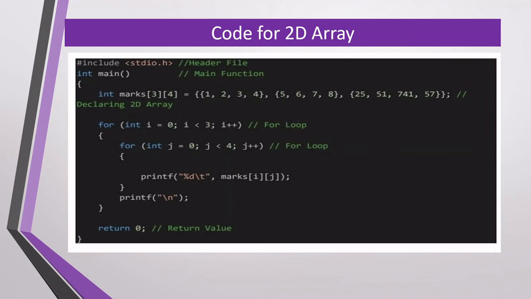Then the array name, suppose marks, and in the square brackets we use the variable names for height and width of the array, suppose i and j, and then the square brackets are complete. And then in the first for loop enter the statement printf \n and close the program with return value 0.